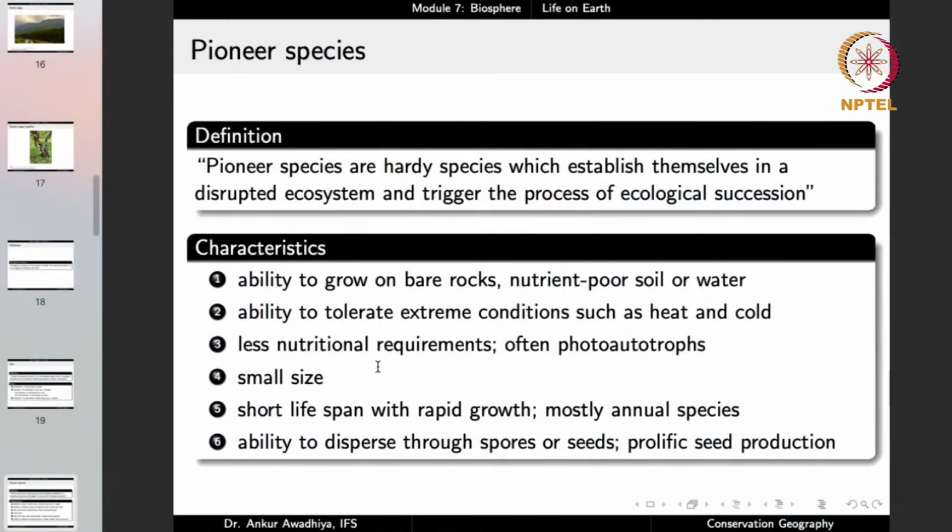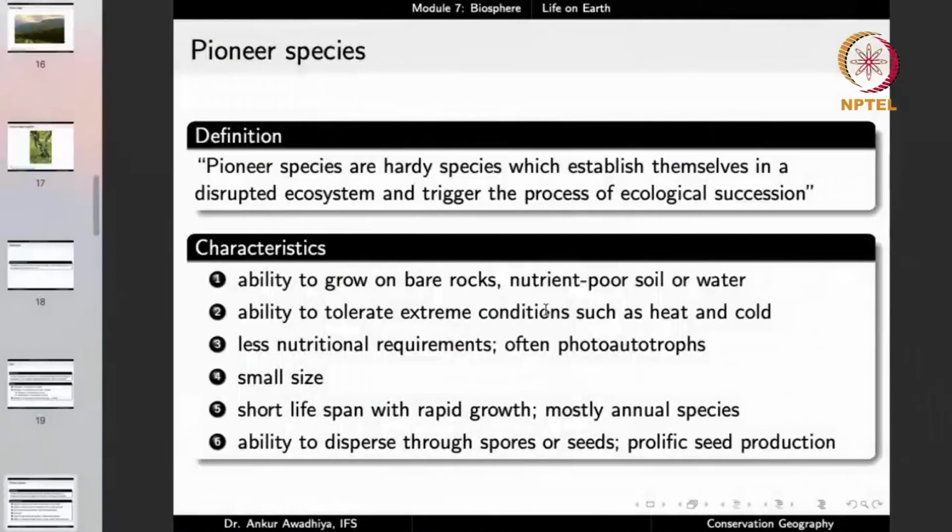They are typically small in size. Again, because the amount of nutrients that are available in the area are so less that they cannot support large size organisms. They typically have short lifespan with rapid growth, and mostly we find annual species, that is species that live only for 1 year. And they should have the ability to disperse through spores and seeds, and should be prolific seed producers.